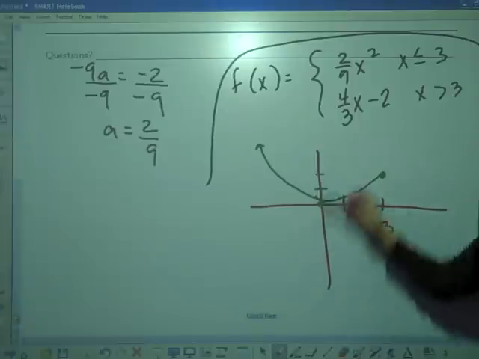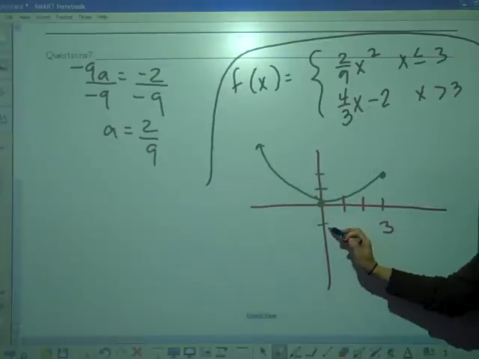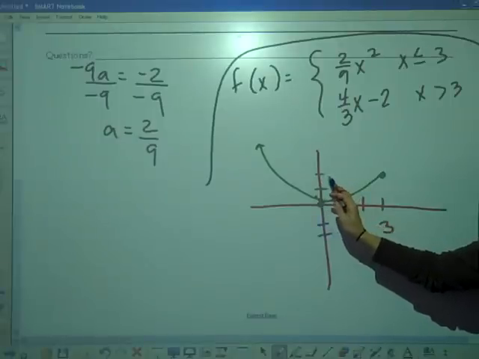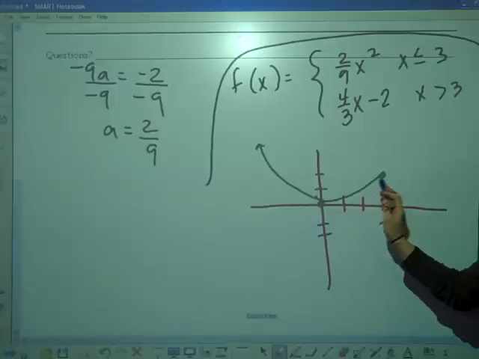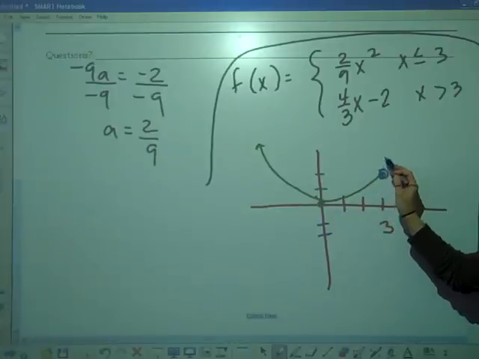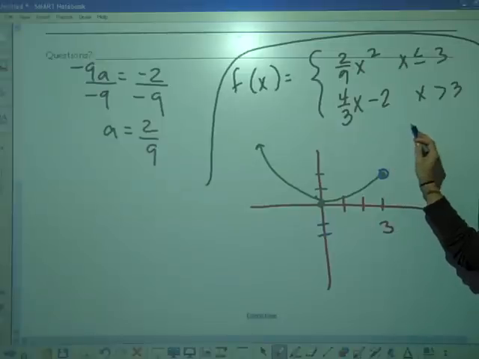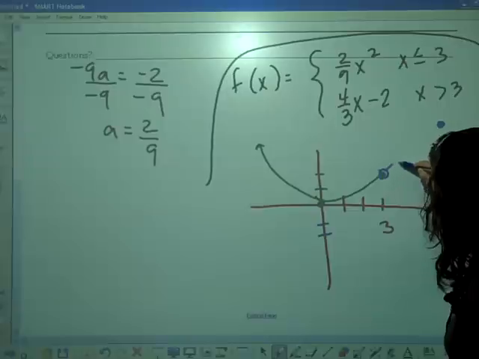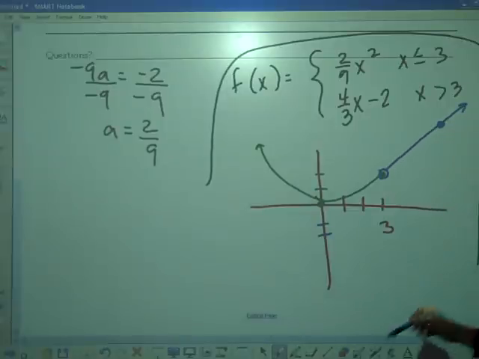The bottom branch is 4/3 x minus 2. That would mean I'd be going through here at negative 2. I'd be going up 4, 1, 2, 3, 4, to the right 3, 1, 2, 3, and so that line would pick up right there. Okay.